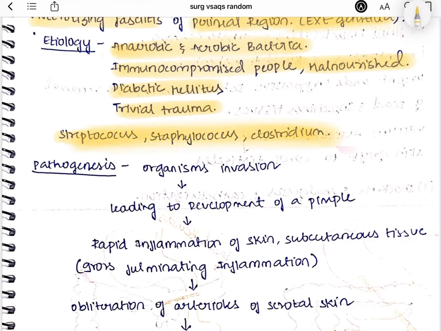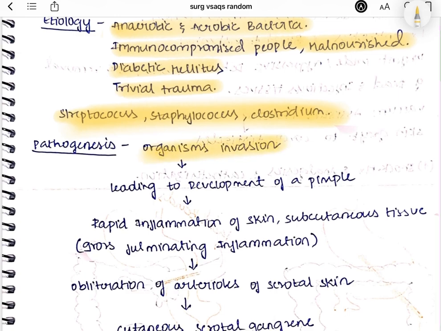So what happens? Let us see the pathogenesis. These organisms will invade the body. After invading, they will cause the development of a pimple, right? So there will be a small pimple because of the Streptococcus, Staphylococcus or Clostridium. What happens after the pimple? There will be aggressive, rapid inflammation of the skin and subcutaneous tissue. This rapid inflammation is also called fulminating inflammation. So Fournier's gangrene, necrotizing fasciitis, fulminating inflammation.